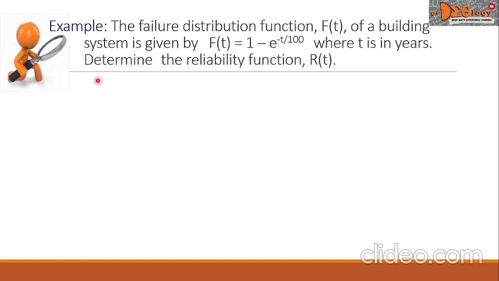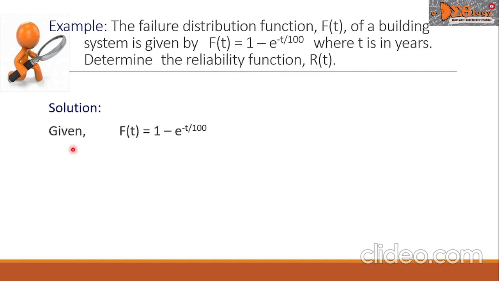Let us see this simple example. The failure distribution function, and this is capital F of t, of a building system is given by capital F of t equals 1 minus e raised to negative t over 100, where t is in years. Determine the reliability function capital R of t.